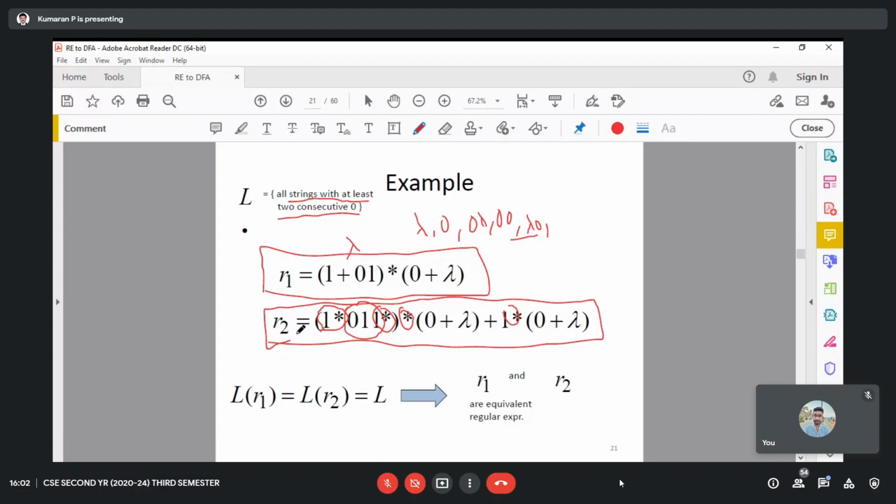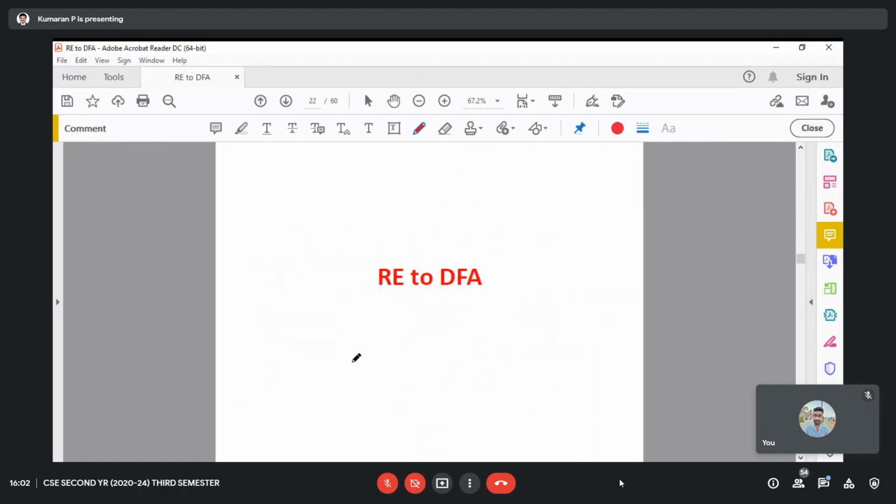You have to note this down. In the next class you can tell me the strings of this language. I will ask someone. You're supposed to show your computed result in your notebook. Note down the second one: 1 star 0 1, 1 star whole star. Otherwise, you can take a snapshot. Okay, I'll take you to the next discussion.